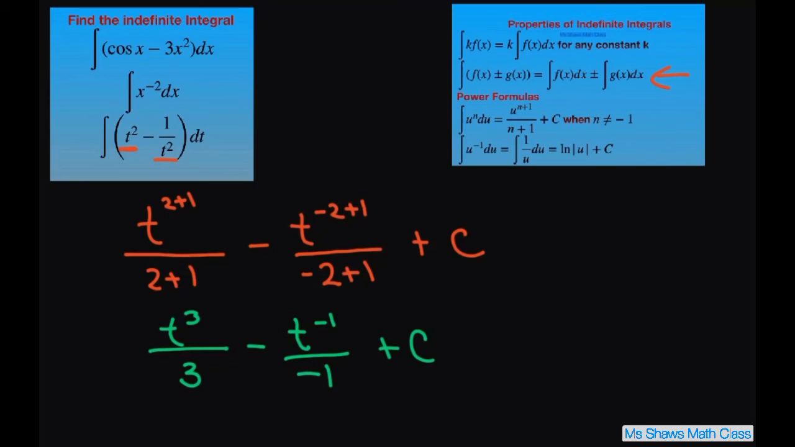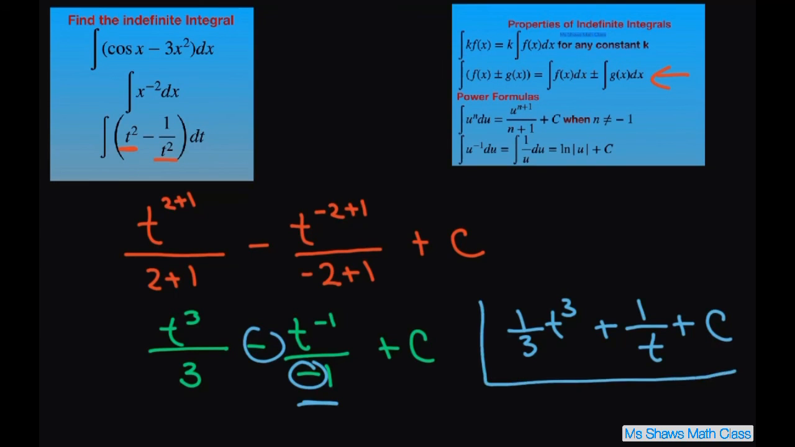We'd like to straighten this up a little bit. So we have 1 third t cubed. These two negatives make a positive. And then you can write this as 1 divided by t to get rid of the negative exponent. And that will be your final answer.